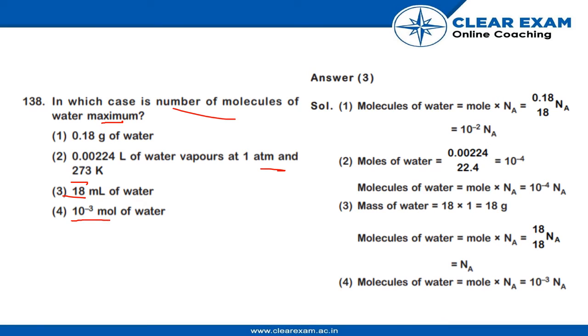So now for the first case, we will use the formula mole times Na, which would be equal to 10 to the power minus 2 Na. Now for the second case, the mole would be 10 to the power minus 4 Na, and for the third case it would be simply Na. Now for the fourth case, the molecules of water would be 10 to the power minus 3 Na. So by this we can know that the third option, that is 18 ml of water, contains the maximum number of molecules of water.